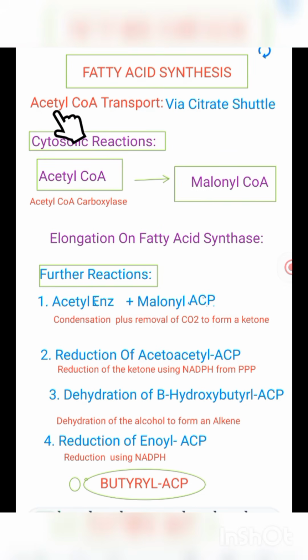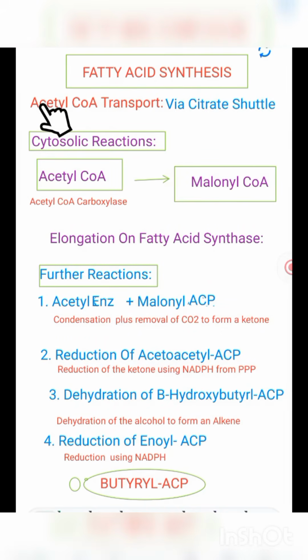Now, acetyl-CoA is in the mitochondria, and fatty acid synthesis occurs in the cytosol. What are we going to do? So, this acetyl-CoA has to be transported to the cytosol via what we call a citrate shuttle. Why are we using the citrate shuttle? This is because acetyl-CoA on its own cannot cross the mitochondrial membrane to enter the cytosol.